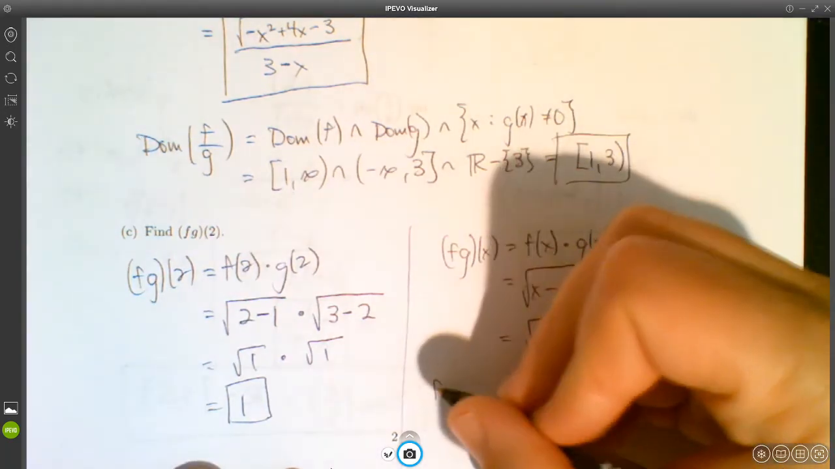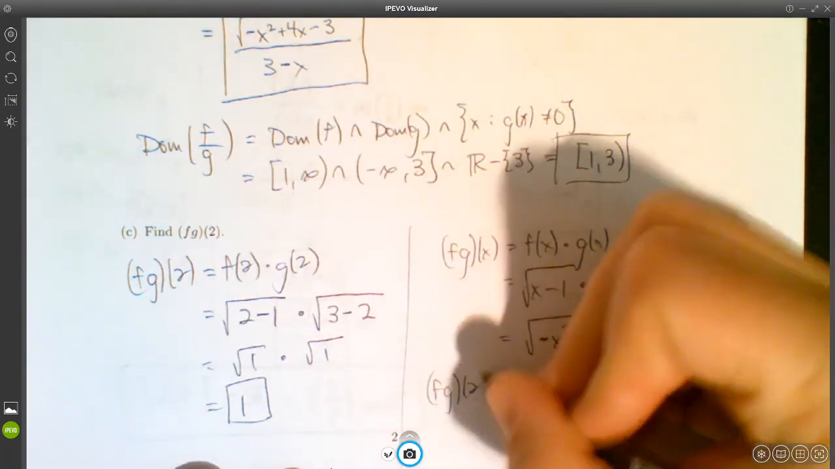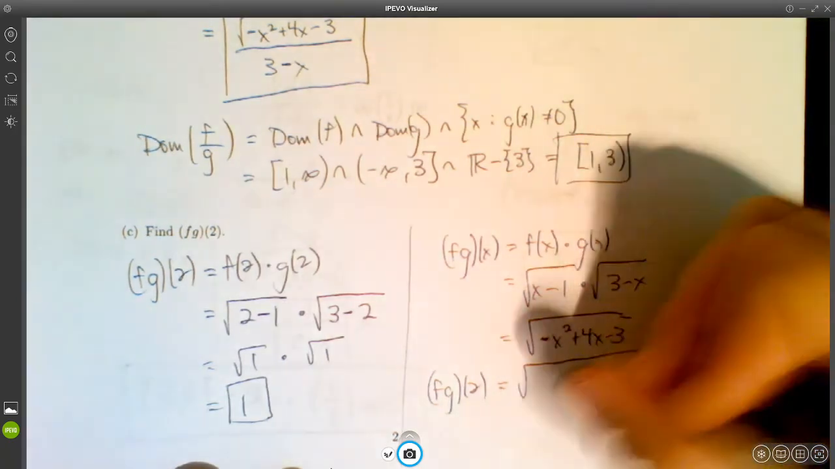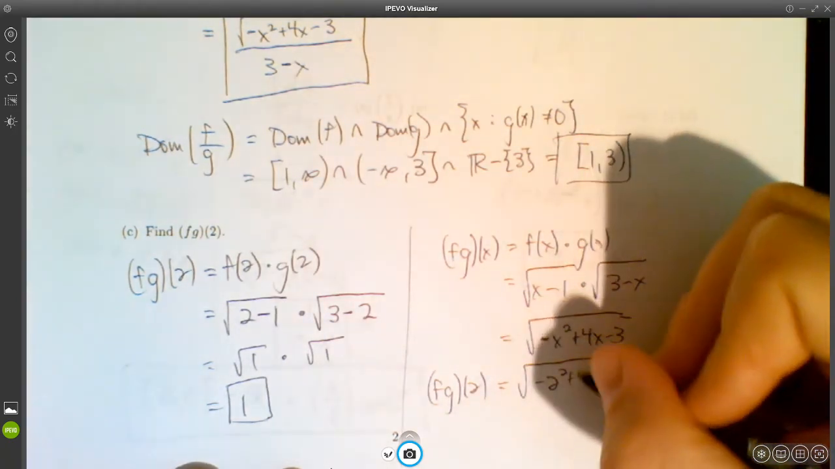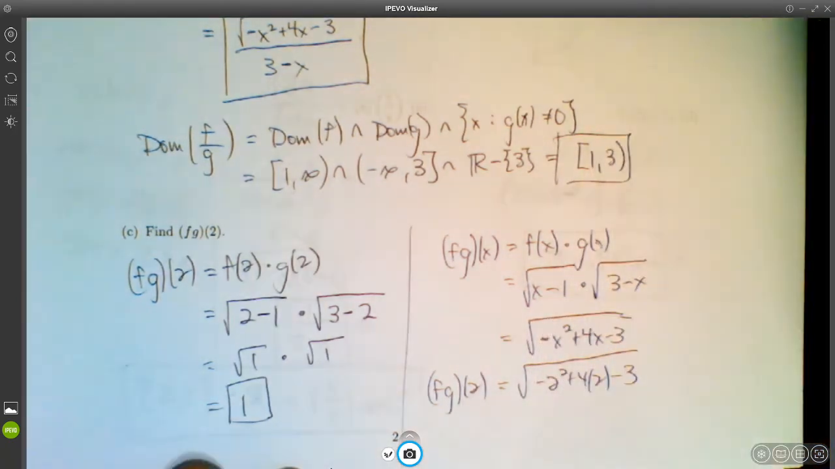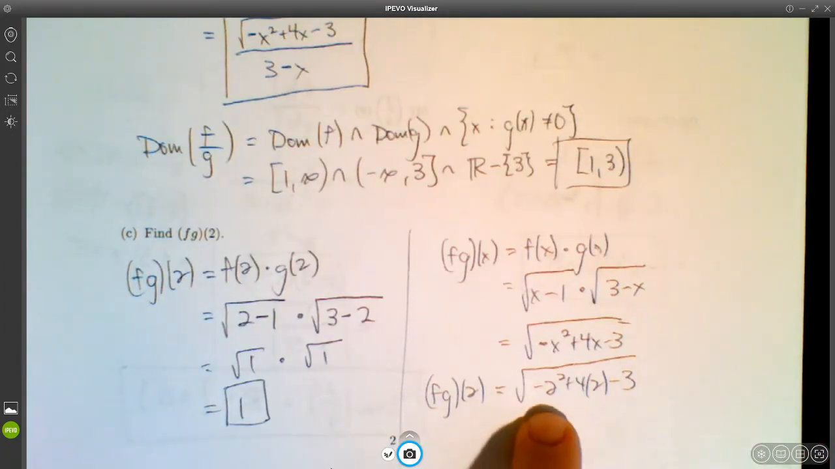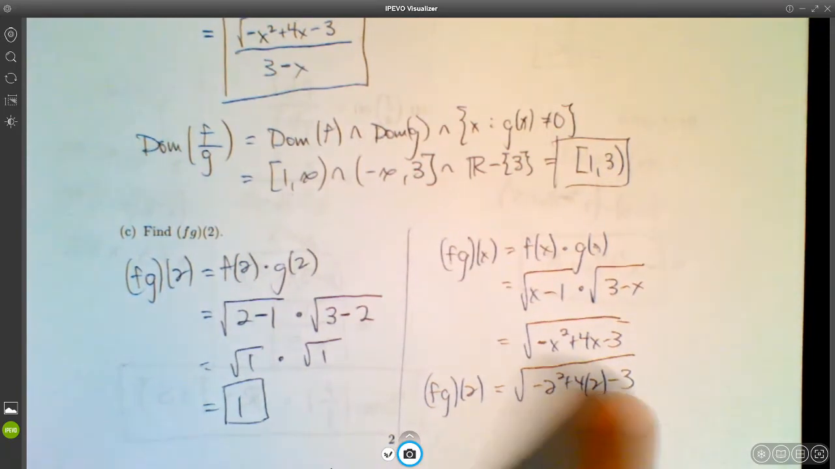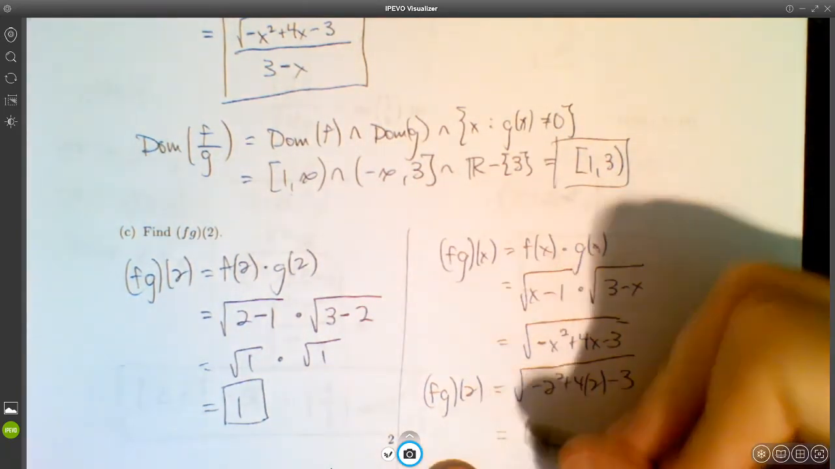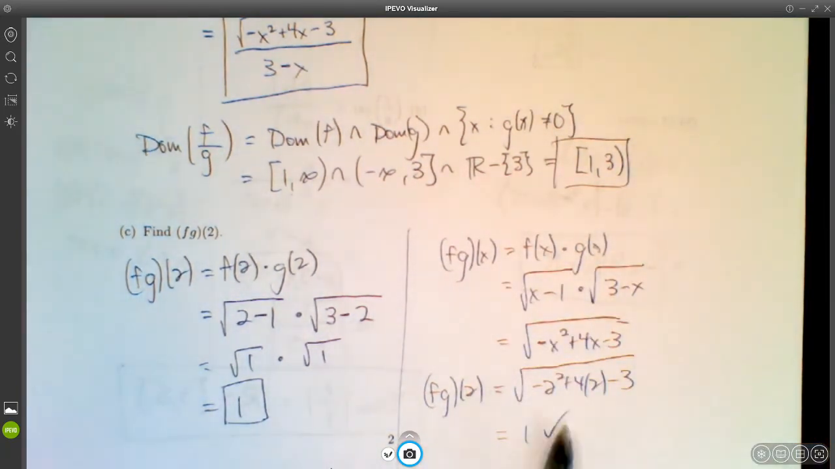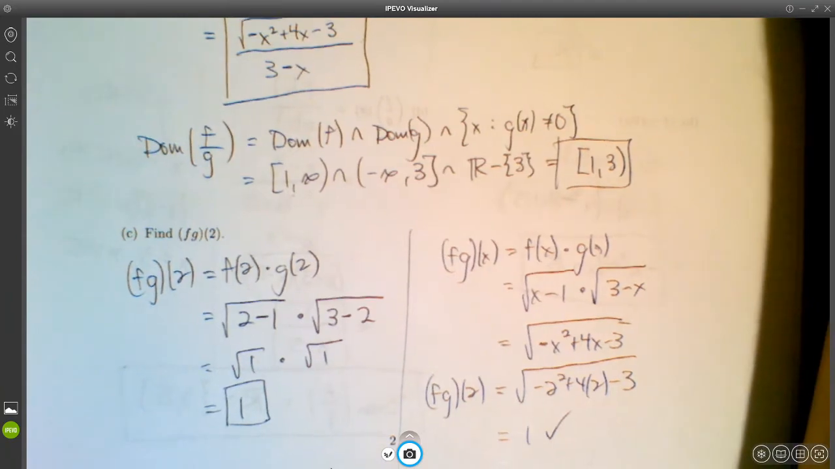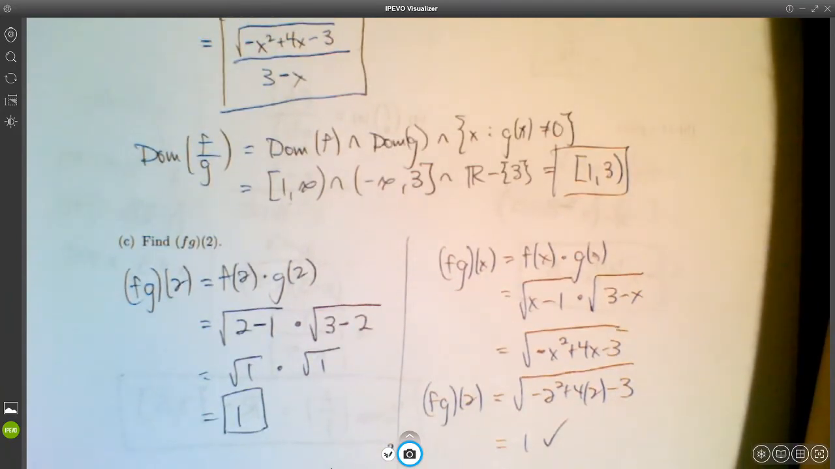So if you wanted f times g of 2, well then you would just plug this in, right? It would be square root of negative 2 squared plus 4 times 2 minus 3. That's going to be negative 4 plus 8 is positive 4. 4 minus 3 is 1. Square root of 1 is 1, right? Sure enough, you get the same answer. But as you can see, I think this way is a little bit quicker if you're just asked for a specific function value. Okay, so that's that.